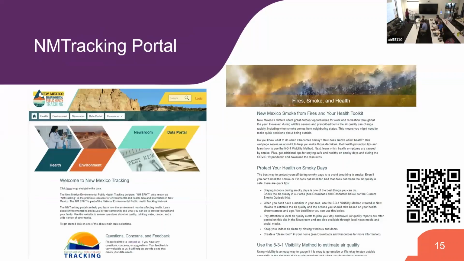So with environmental public health tracking, as was mentioned before, it's a CDC-funded network of 33 jurisdictions. New Mexico has been a part of it from the beginning, so since 2002. Our main product is the NM Tracking Portal that has a variety of information on environmentally related health outcomes as well as environmental hazards. And you can see there's the fire and smoke page on the portal.